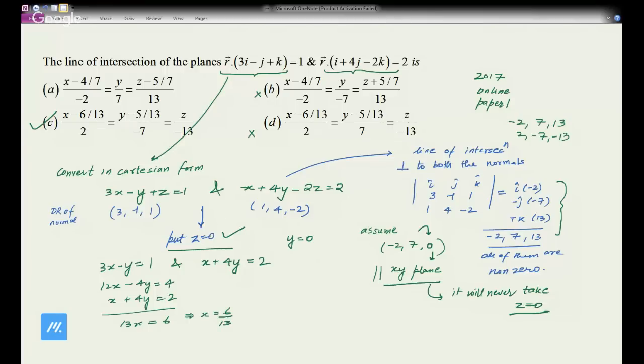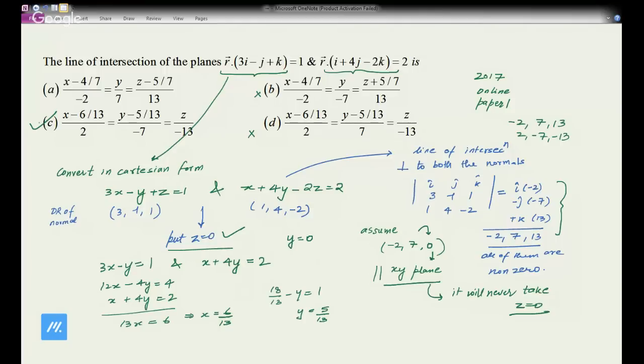Z we have already taken to be 0 in our particular case. So we just need to find the value of y. So let's put this value again here. It becomes 18 by 13 minus y is equal to 1. So what is the value of y we get? 5. It matches completely the C case. Right? Clear guys? Okay. Any problems? So C is the answer that you should actually do.